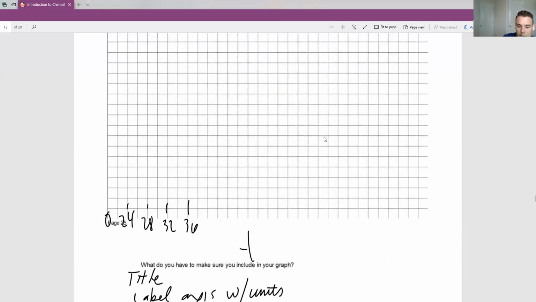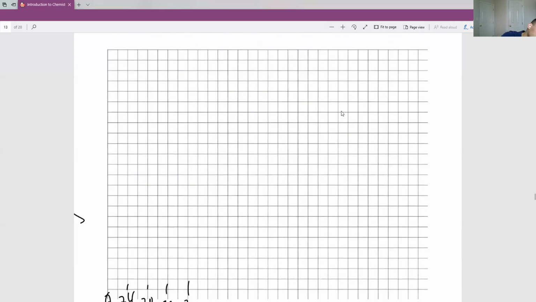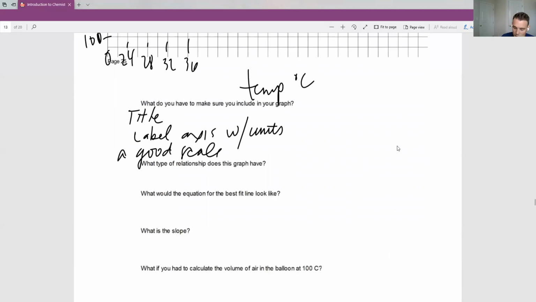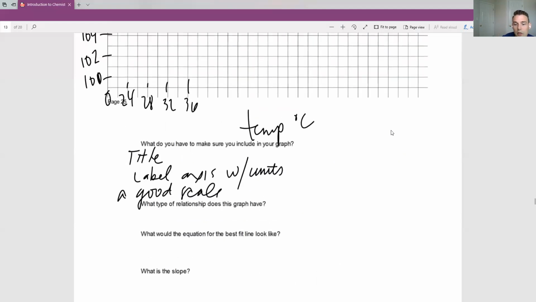If I labeled this, this would be temperature in degrees Celsius. This would be volume, and again, that's in milliliters. And my scale for this, I started here, it was 100. And I went up by, well, each one technically is 1, but I don't show every one because there's just not enough space. Okay. So that's what we mean by a good scale. You need to plot the points. And then we want a best fit line.